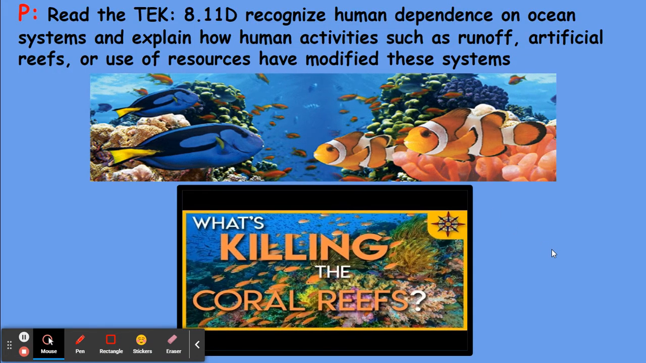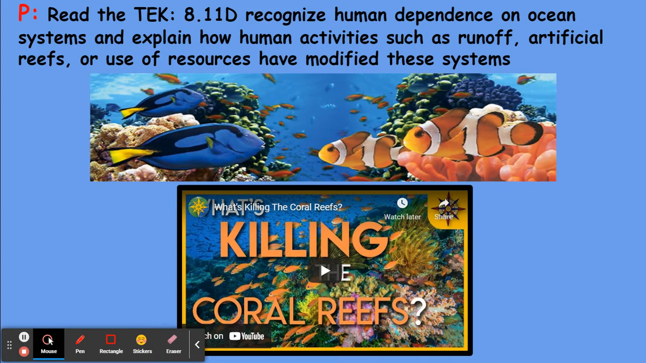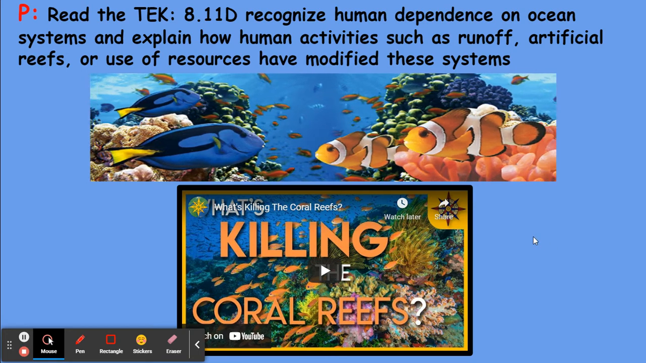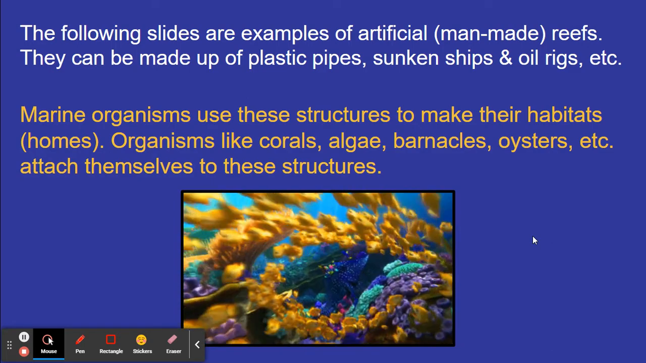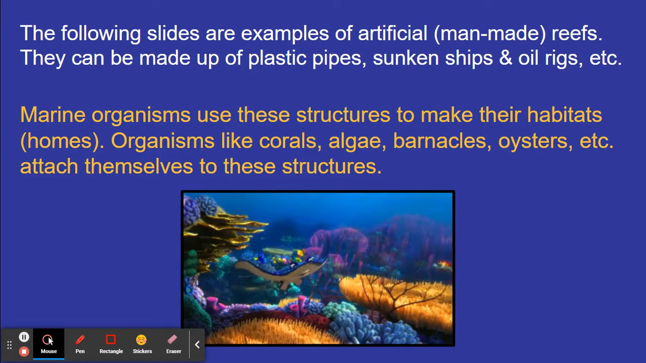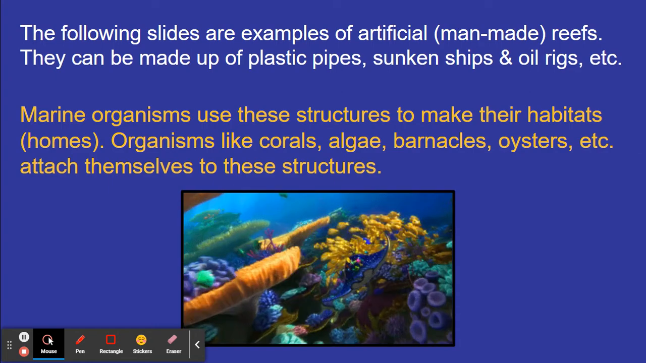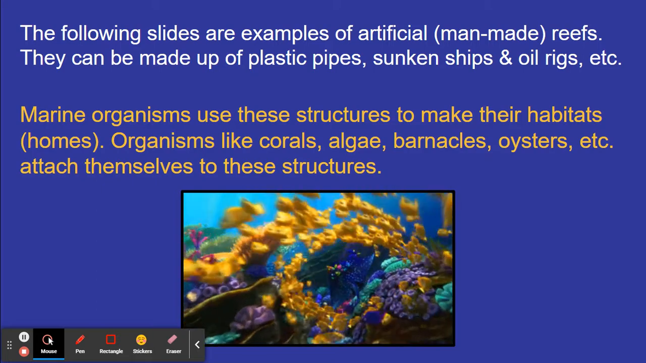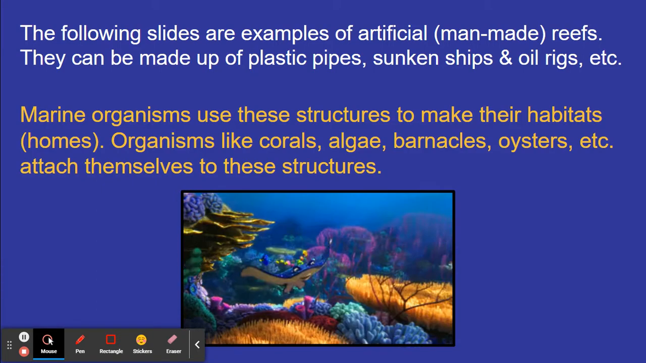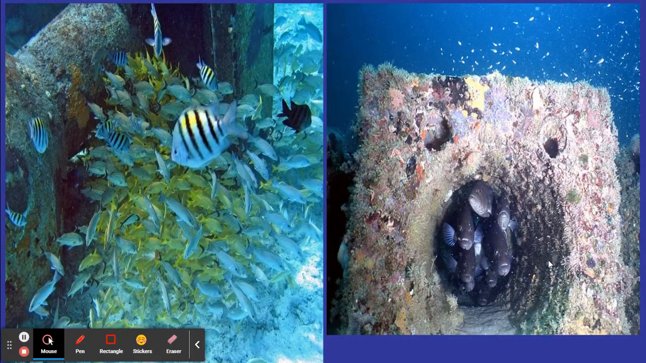So let's read the TEK. We're going to recognize human dependence on ocean systems and explain how human activities such as runoff, artificial reefs, or use of resources have modified these systems. The following slides are examples of artificial man-made reefs. They can be made of plastic pipes, sunken ships, and oil rigs. Marine organisms use these structures to make their habitats their homes. Organisms like coral, algae, barnacles, and oysters attach themselves to these structures.